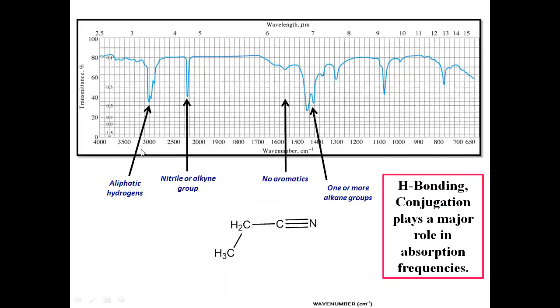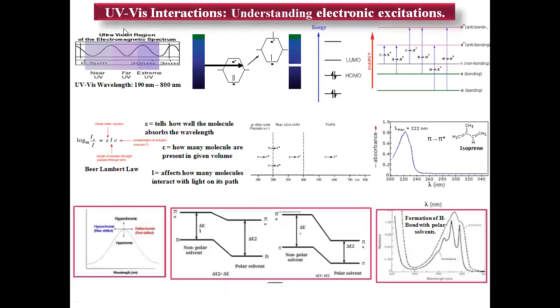So here is the typical spectrum of a nitrile containing molecule. By learning all the information that we saw in the previous slides, we can easily recognize the molecule by seeing the IR spectrum. And to let you know, H bonding and conjugation play an important and major role in absorption frequencies in IR spectra. So now talking about UV visible interaction, in which the electronic excitations are understood.